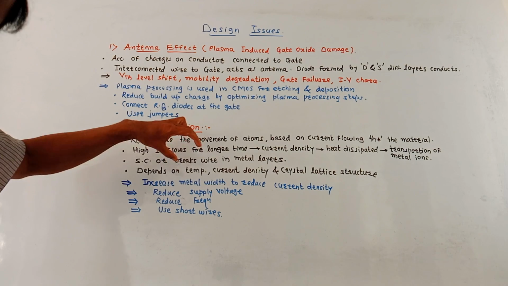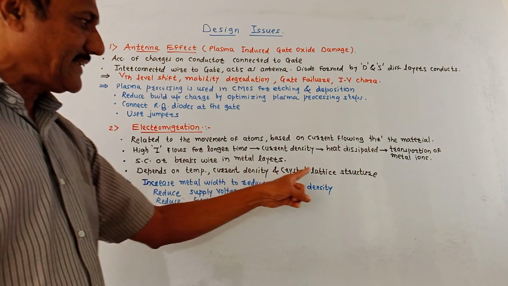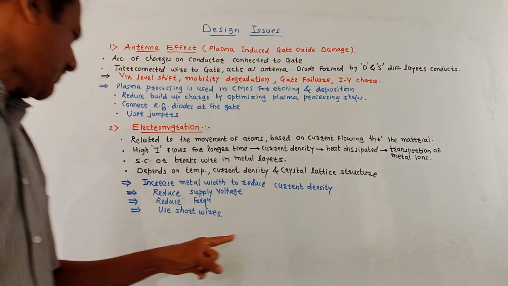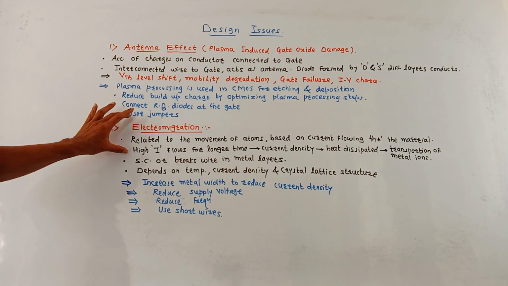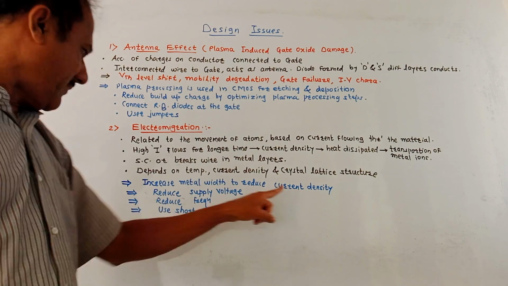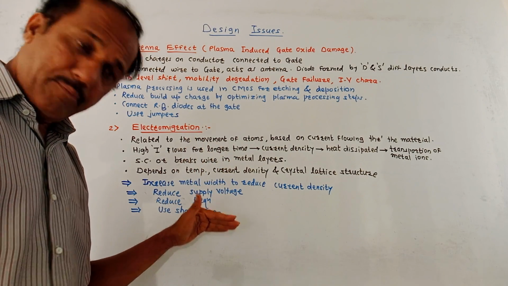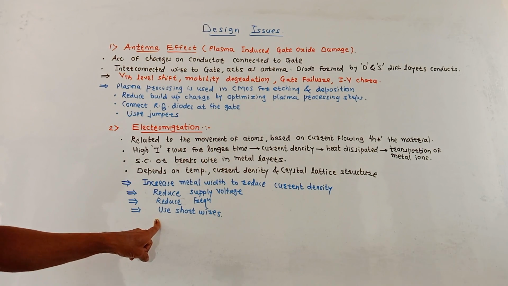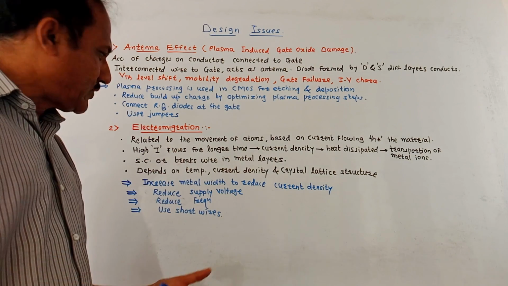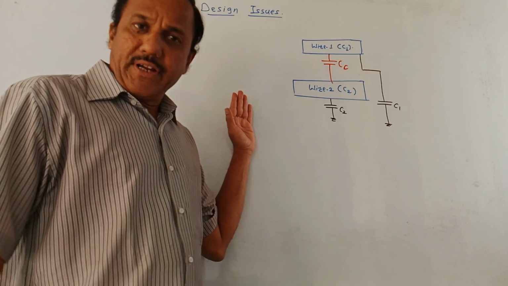It depends on the temperature, which is increased due to high current flow, as well as current density and the crystal lattice structure. To avoid this effect, increase the metal width to reduce the current density, then reduce the supply voltage, as well as you may reduce the supply frequency, and use short wires instead of using the longer wires. Next is the crosstalk effect.